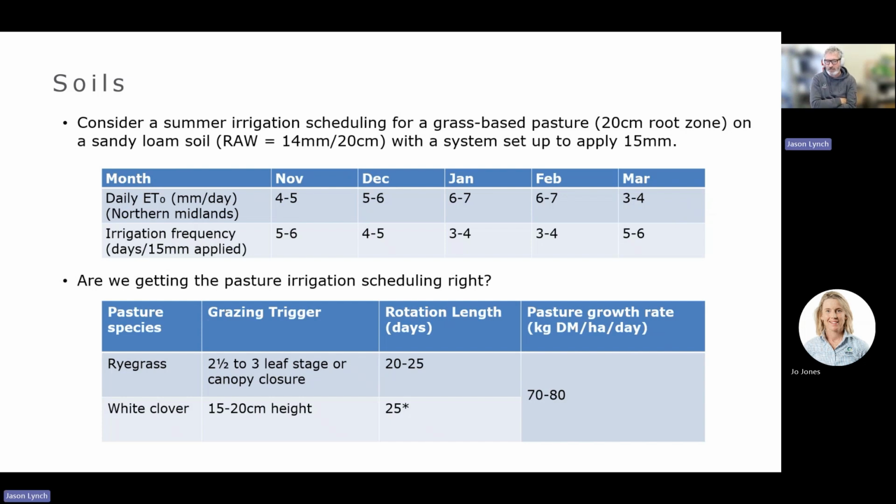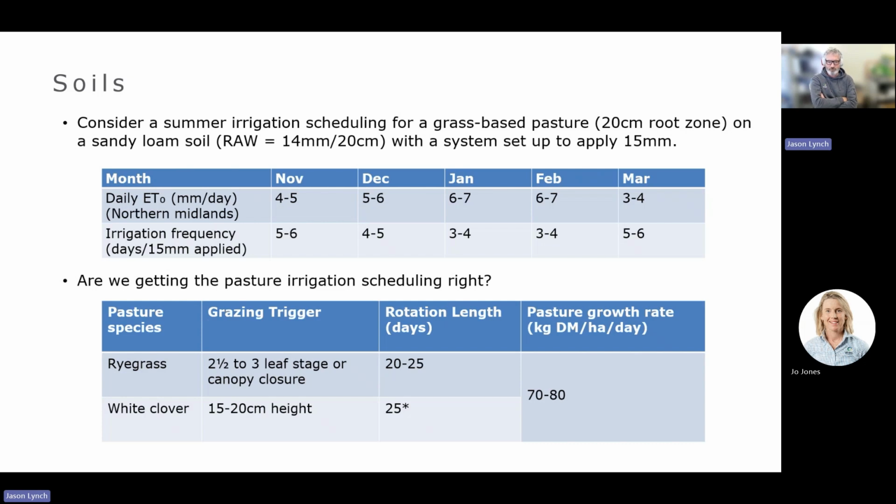So let's look at ryegrass. We should be able to graze that when we get to the 2.5 to 3 leaf stage or when it hits canopy closure. If the leaves start leaning over on top of themselves, we should be grazing, and that can occur at the 1.5 to 2 leaf stage. We should be able to reach that during spring, summer to early autumn. Every 20 to 25 days, we should be reaching that grazing trigger, and our pastures should be growing at 70 to 80 kilos of dry matter per hectare per day. Now, it certainly can get faster than that. We can see 90 to 100 under ideal growing conditions.